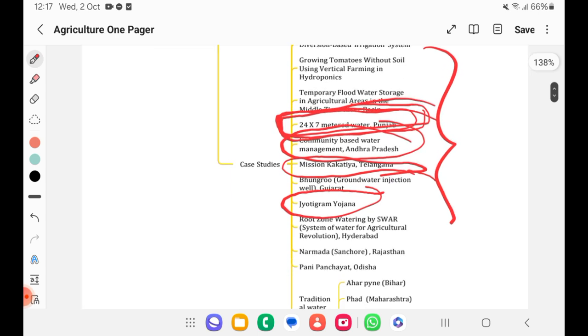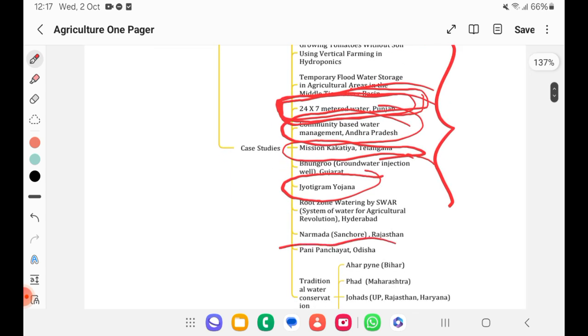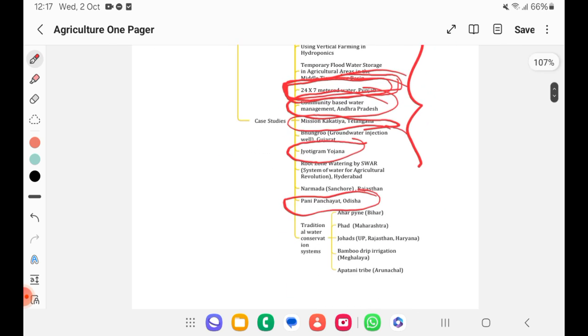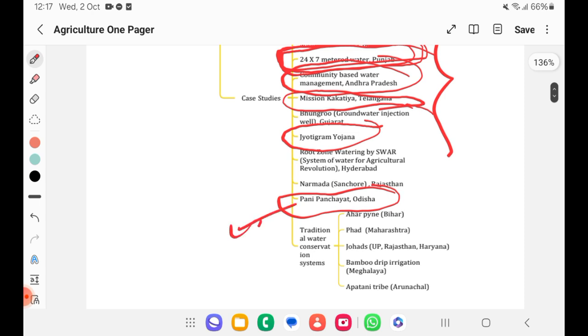Then see Pani Panchayat Odisha. The name itself is good. Pani is water, Pani Panchayat. So at the gram level we are focusing on water conservation, right?